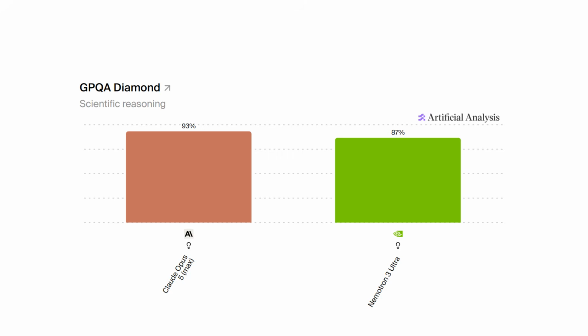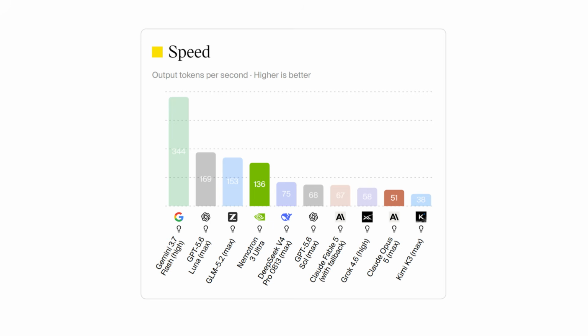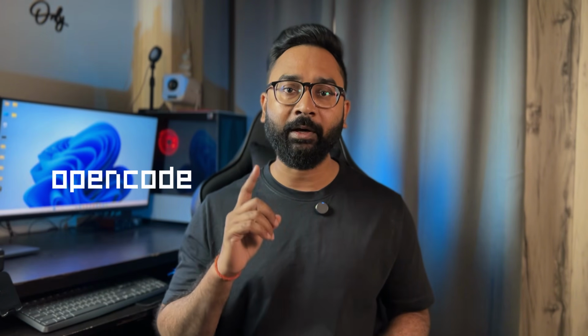NVIDIA's Nemotron 3 Ultra is getting tons of attention and for good reason. It is a massive 550 billion parameter AI model that shows impressive results across different benchmark tests. And the good part, you can use it for free. So in this video, I will show you how you can set up Nemotron 3 Ultra using NVIDIA's API and OpenCode. So let's get started.